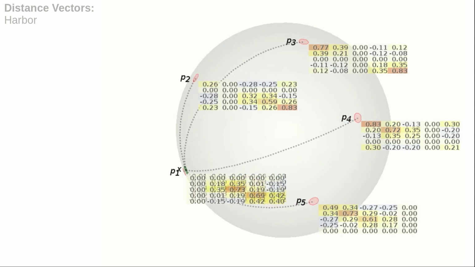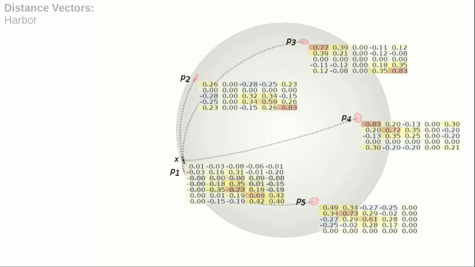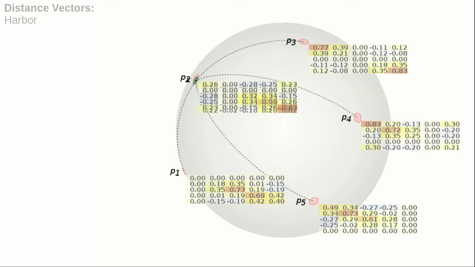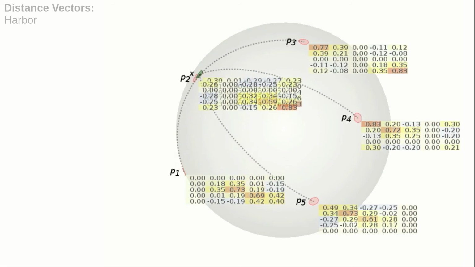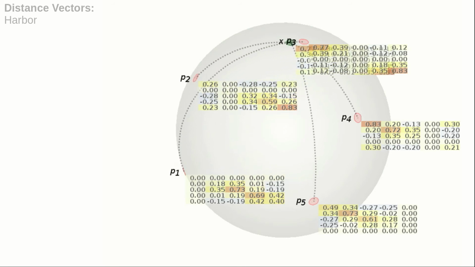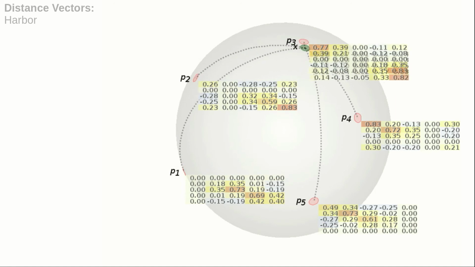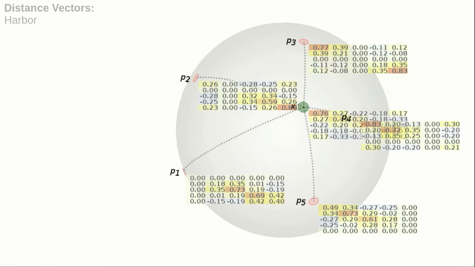An entry of the harbor distance vector is the norm between the influence matrix at x and the influence matrix at the respective point p_i. These matrices are projections and therefore can be thought of as points in the Grassmannian manifold.